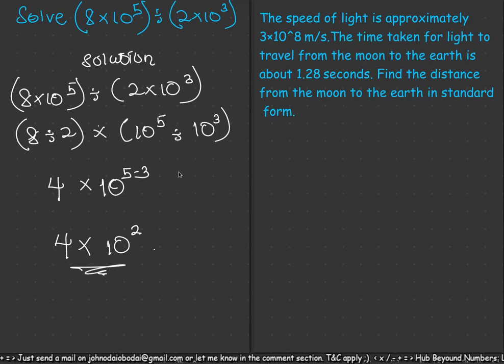So for this last question here, it says the speed of light is approximately 3 times 10 to the power 8 meters per second. Now, the time taken for light to travel from the moon to the earth is about 1.28 seconds. Find the distance from the moon to the earth in standard form. This is a very interesting and nice question. You can pause the video and try your hands on it just to test your understanding.